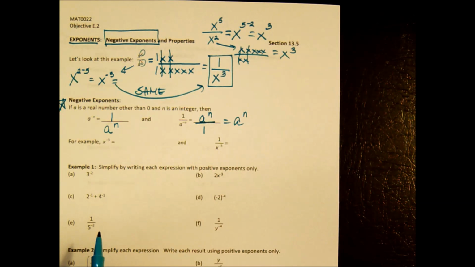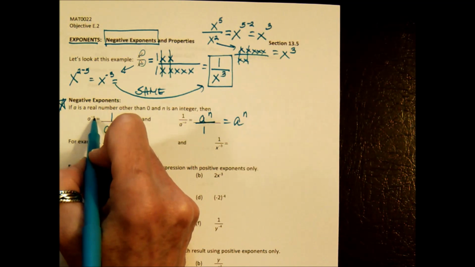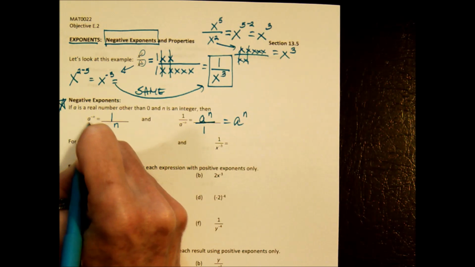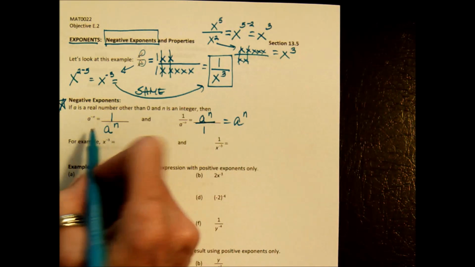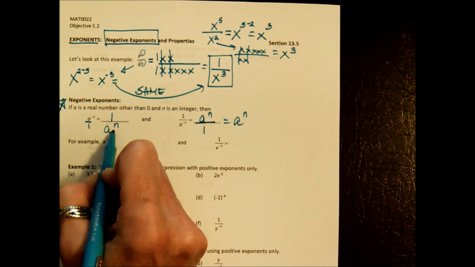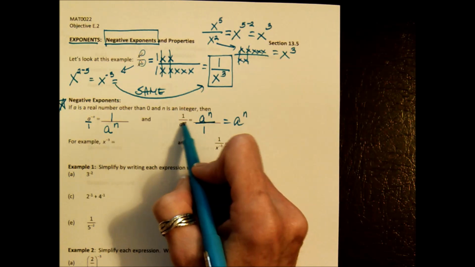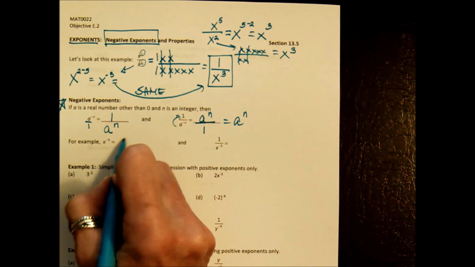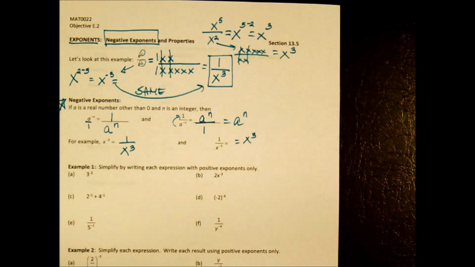An easier way to think about it, a kindergarten way, is that a negative exponent means the base is not happy where it is and it has to change locations. So this base was in the numerator, it moved to the denominator and became positive again. This base was in the denominator, unhappy, it was negative, so it moved to the numerator and became positive again. So this means 1 over x cubed, and this means x cubed over 1, or just x cubed.